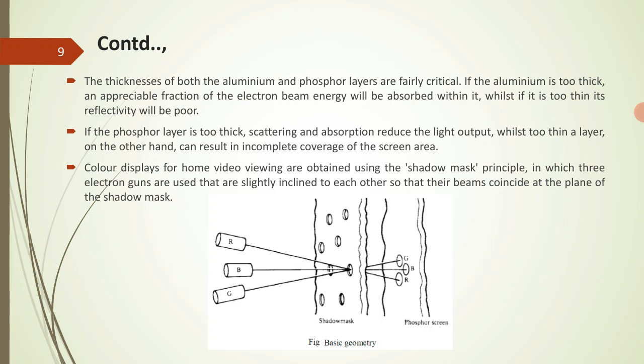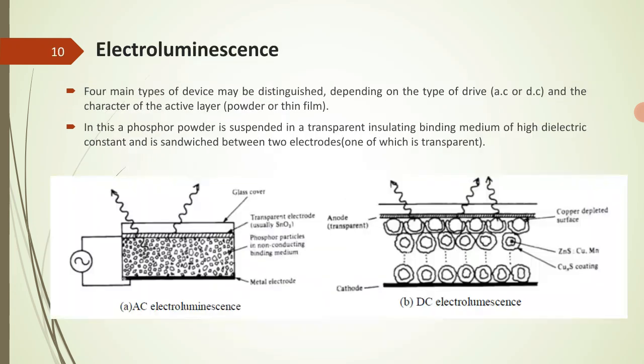So the next type of luminescence is electroluminescence. Here it is classified based upon the type of drive. We have two types: one is AC electroluminescence and another one is DC electroluminescence. Here the phosphor powder is suspended in a transparent insulating binder material of high dielectric constant, and it is sandwiched between two electrodes.